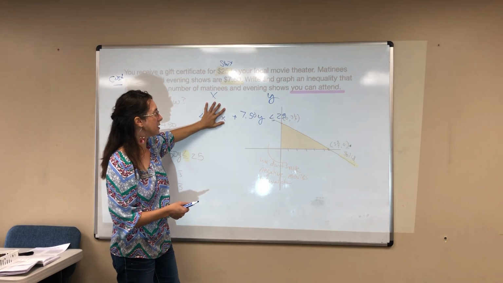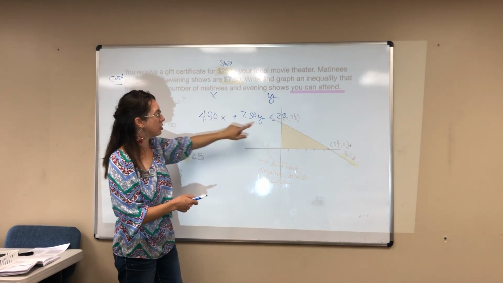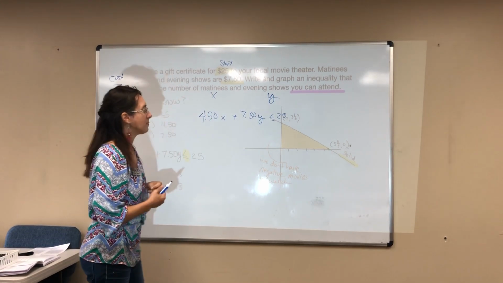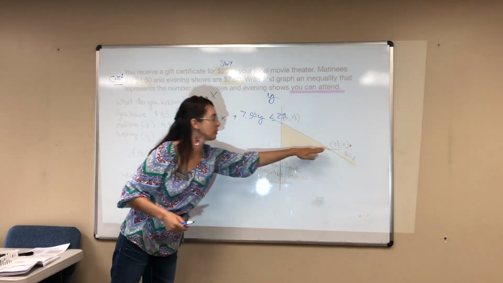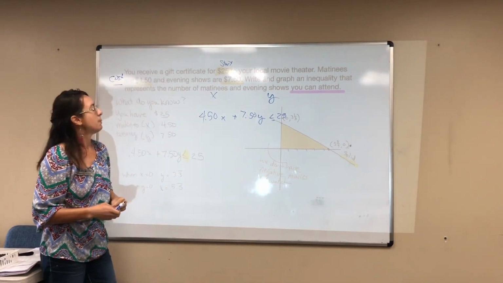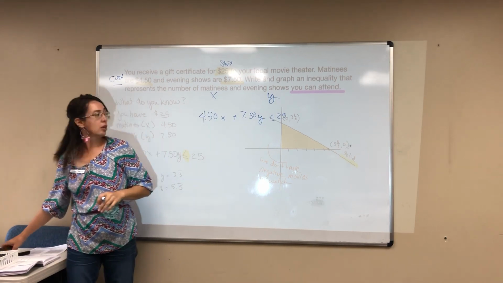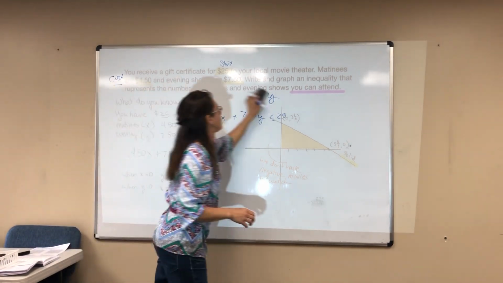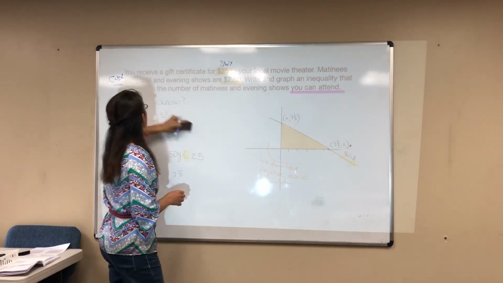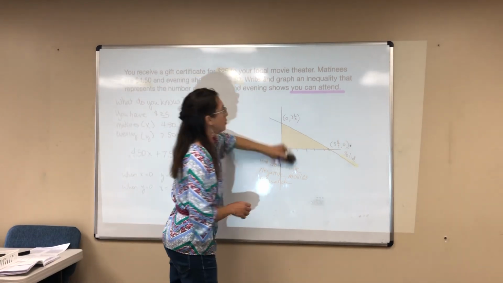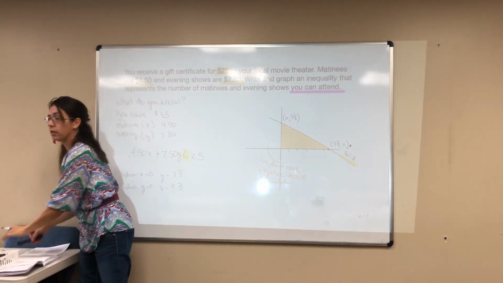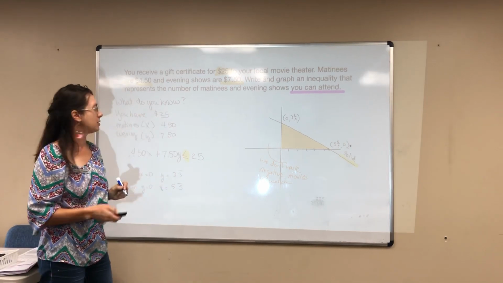When x equals 0, or when y equals 0, for this one I could go to 5 matinees. So we have a couple of different options. Again, being able to look at our word problems and decipher what they're wanting us to do is important. So we just write those values in there.